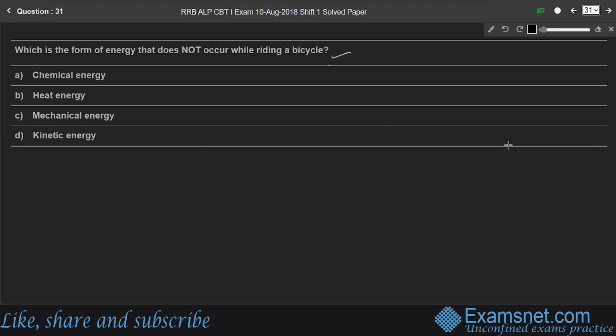Question 31. Which is the form of energy that does not occur while riding a bicycle? The options are chemical energy, heat energy, mechanical energy, and kinetic energy. So which form of energy does not occur while riding a bicycle? Heat energy is produced while riding a bicycle, right? Due to the friction between the tires and the surface of the road, heat energy is produced.